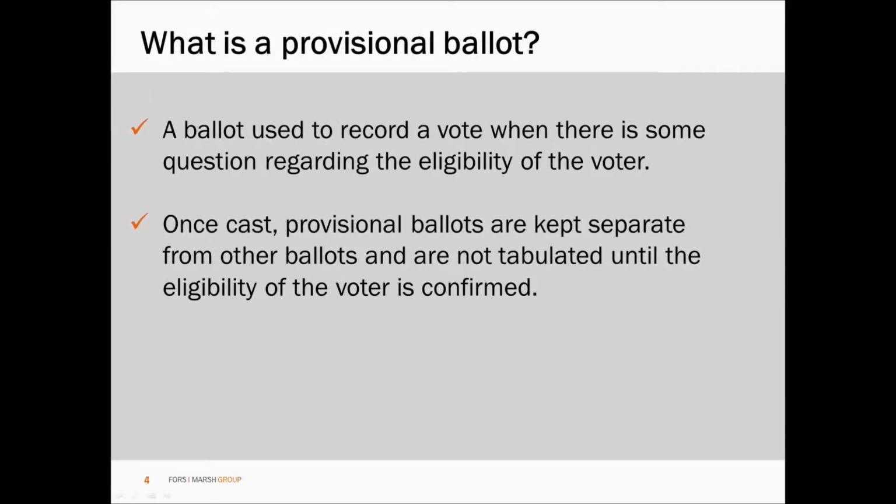What is a provisional ballot? It's the ballot used to record a vote when there is some question regarding the eligibility of the voter. And once cast, provisional ballots are kept separate from other ballots and are not tabulated until the eligibility of the voter is confirmed.